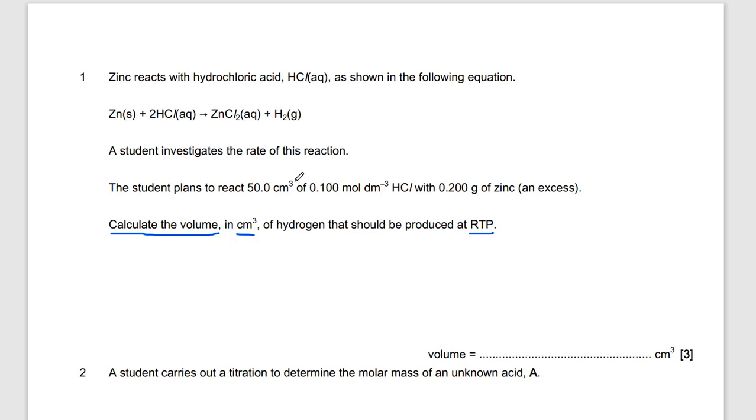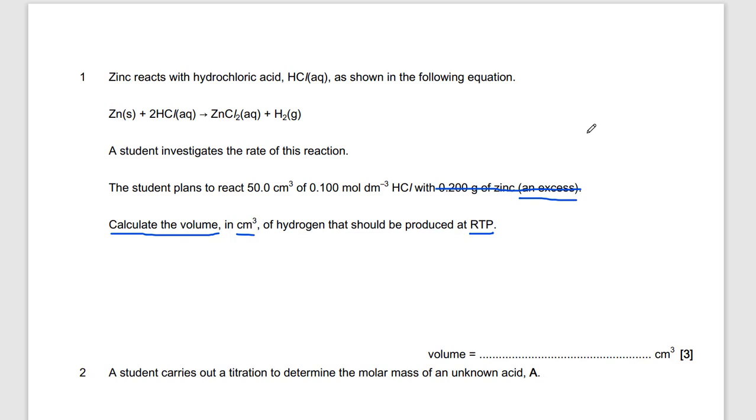Now, in terms of red herrings in questions, when you're doing mole calculations, if you ever see the words "an excess," it means there is too much of it. And it means there will be some left over at the end of the reaction, which means we can ignore it. For the purposes of this question, the excess doesn't matter. If you do make the mistake of working out the moles of the excess and using that to work out your answer, you're going to get it wrong. Because at the end of the reaction, you're still going to have some zinc left over. There's too much of it.